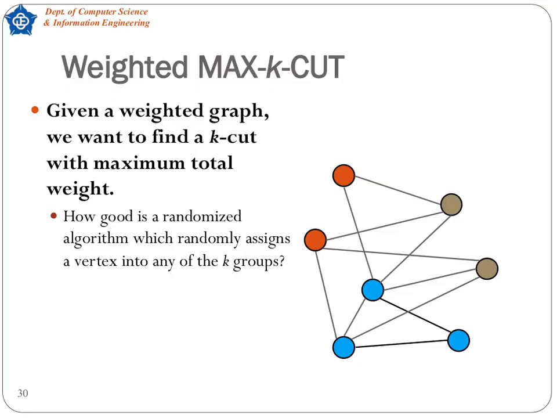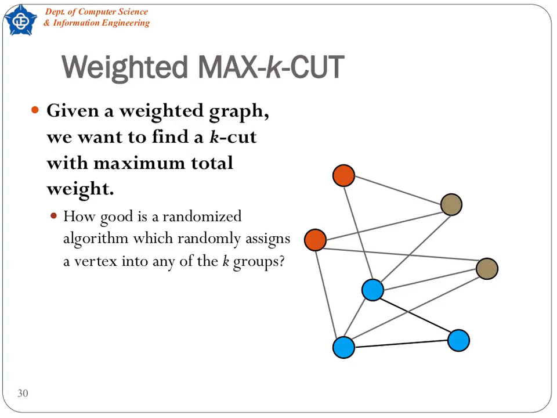Having explored the max k-cut problem and its approximation guarantee using a randomized approach, let's now extend our focus to a more complex, yet common, scenario: the weighted max k-cut problem. Here, our core objective is to take a given weighted graph and find a k-cut that achieves the absolute maximum total weight. But this immediately raises a crucial question, doesn't it?